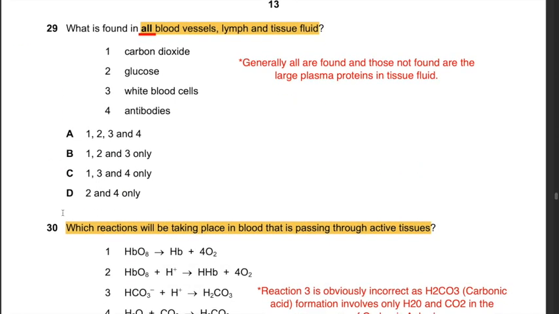Question 29. What is found in all blood vessels, lymph and tissue fluid? 1. Carbon dioxide, 2. Glucose, 3. White blood cells, 4. Antibodies. Generally, all are found in blood vessels, lymph and tissue fluid. Therefore, the answer is A, 1, 2, 3 and 4. Only large plasma proteins are not found in tissue fluid. Since they haven't mentioned large plasma proteins anywhere, the answer is A. Carbon dioxide, glucose, white blood cells and antibodies are found in all three of them.